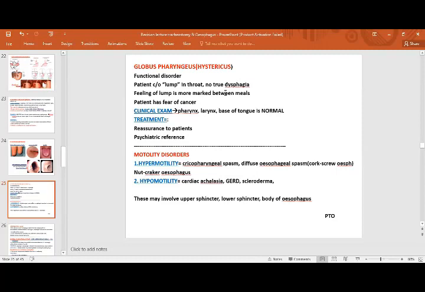If you see, the whole ENT examination should be done, and then most of the time it is clear. So the important treatment is just to reassure the patient, because there might be some psychiatric element present in those girls.